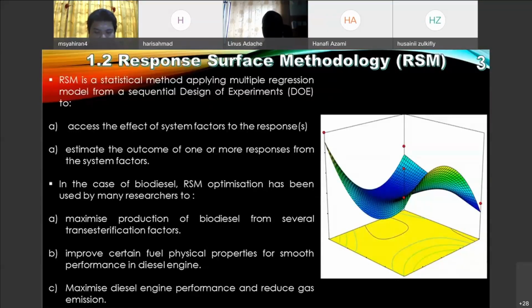RSM, the response surface methodology, is a statistical method applying a regression model to assess the effect of the system factors on the response and estimate the outcome of the response from the system factors. The optimization of RSM has been applied in biofuel research to maximize the fuel production, improve fuel physical properties, and maximize the engine performance and reduce emissions.